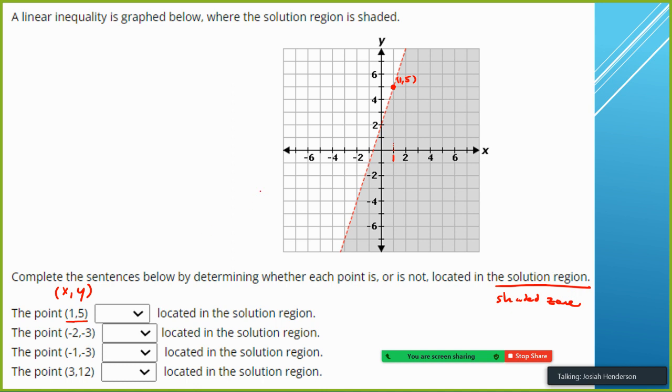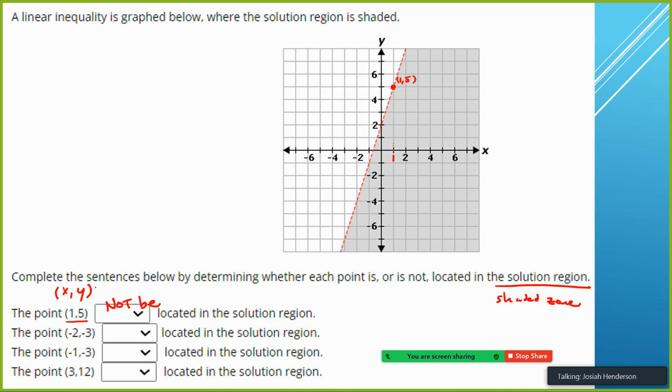So if it's right on the line, and this is not a solid line, is it? This is a dash line. So that means the stuff on the line is not included in the solution. So because it's not in the gray zone and it's not on a solid line, 1 comma 5 would not be located in the solution region. The gray and the shaded zone is the solution region.